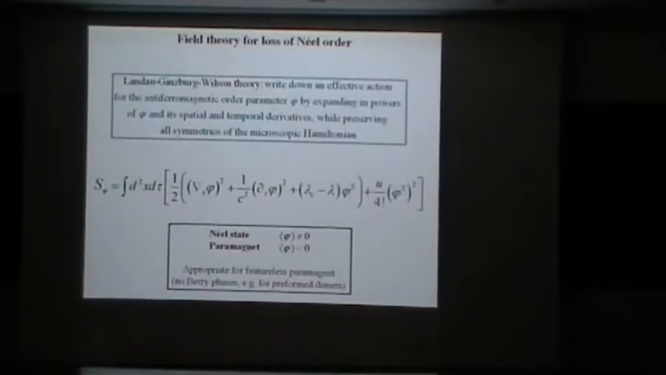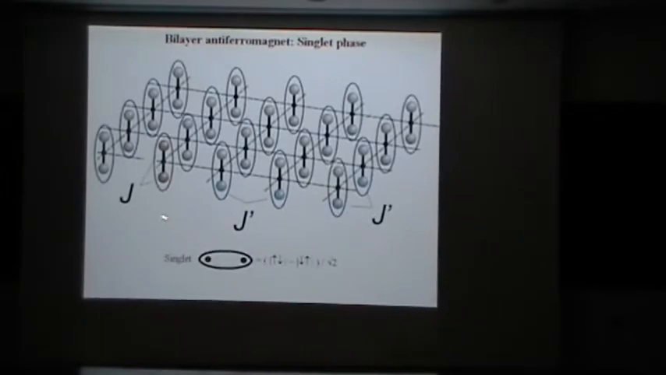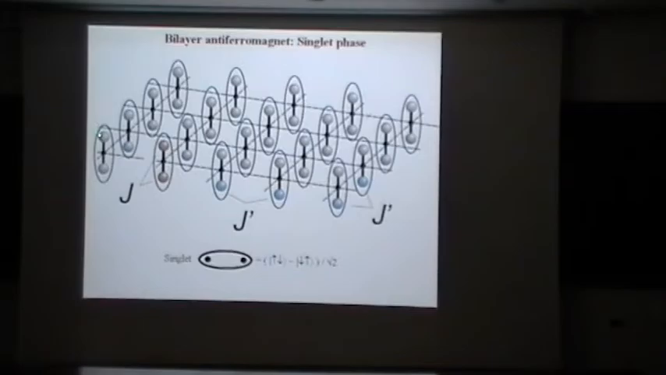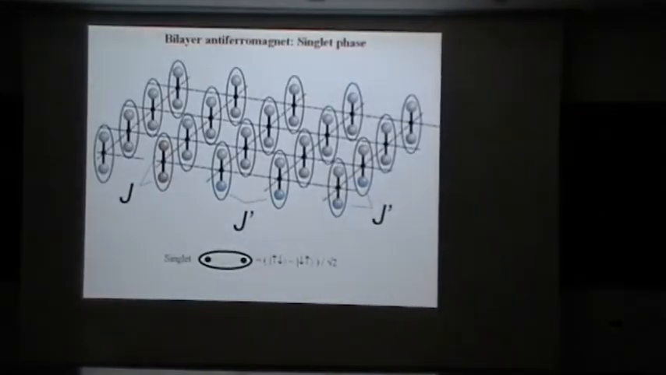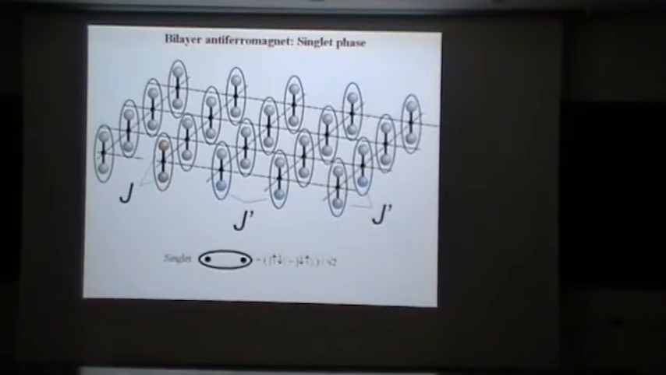Then you can get away with writing down this theory, which is a theory for the order parameter alone. The paramagnet, described here simply by the disordered phase of this phi-4 model, is then a state which is simply described by having singlets on each natural pair. Note that this is different from the valence bond solid I was advertising before, because the valence bond solid on the square lattice was spontaneously breaking symmetries. This one here is not spontaneously breaking any symmetry. This is really a featureless paramagnet.